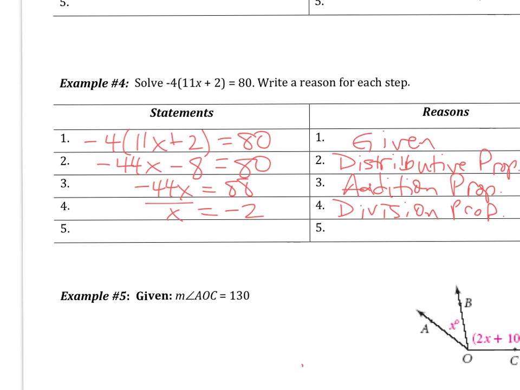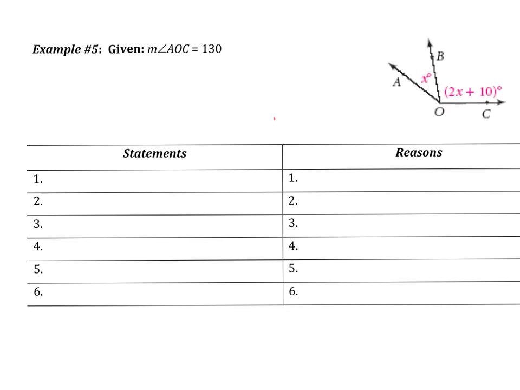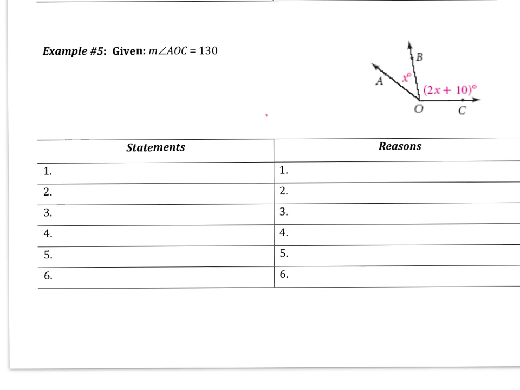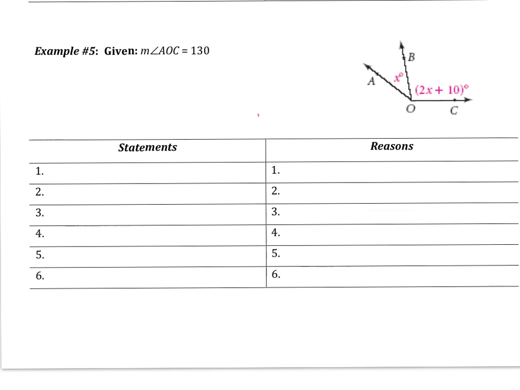All right, example 5. Again, concepts that you have to think about on this one. And this time, it actually uses the word given. At the top, we're going to say that the measure of angle AOC equals 130 degrees. Okay, given. All right, our objective is to solve for x. Ideas.